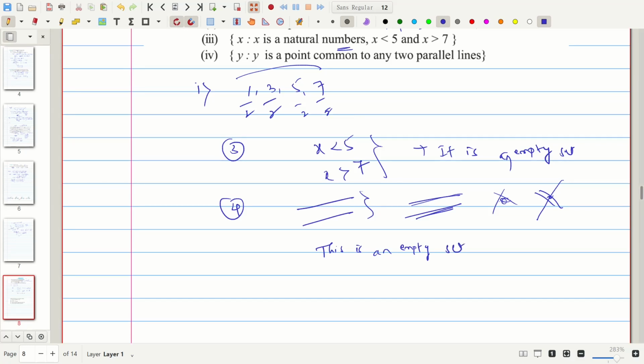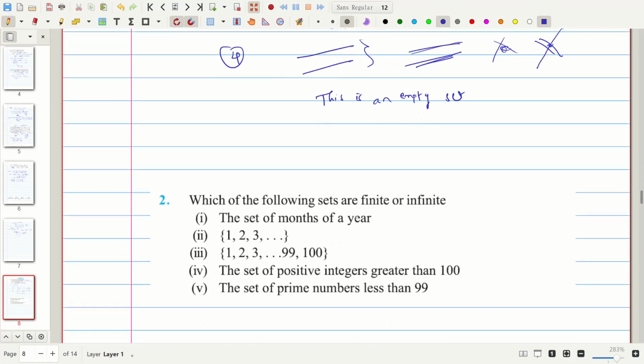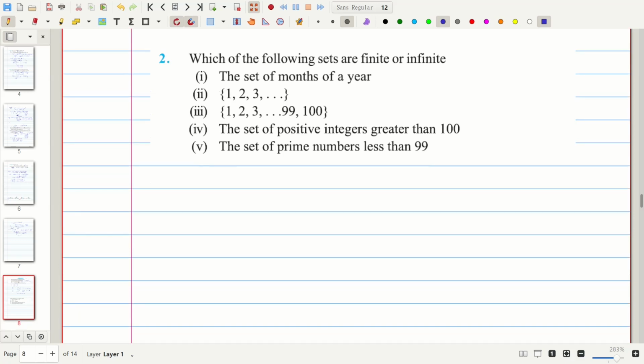Okay, now we'll be solving the second problem. Which of the following sets are finite and which are infinite? We need to identify which one is a finite set and which is an infinite set. Example 1, set of months of a year. It is specific and well defined. A year has 12 months, therefore this one is a finite set.